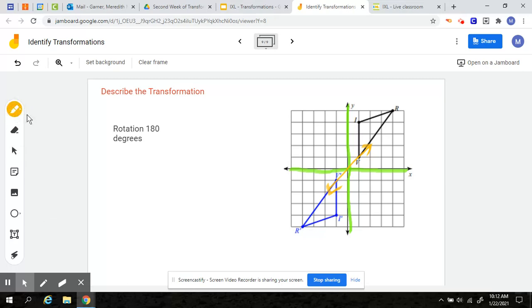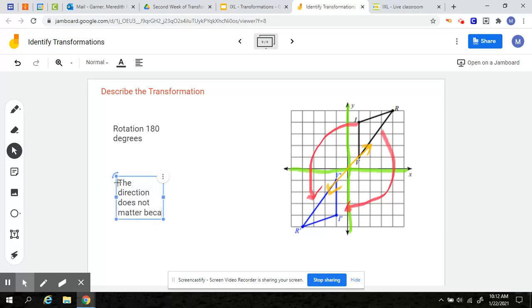Remember that we do not have to say the direction, right? I can turn a half circle counterclockwise, or I can turn a half circle clockwise and I'll get to the exact same spot. Okay, so your final answer is just rotation 180 degrees. If you want, you can also put the direction does not matter because it is 180 degrees.